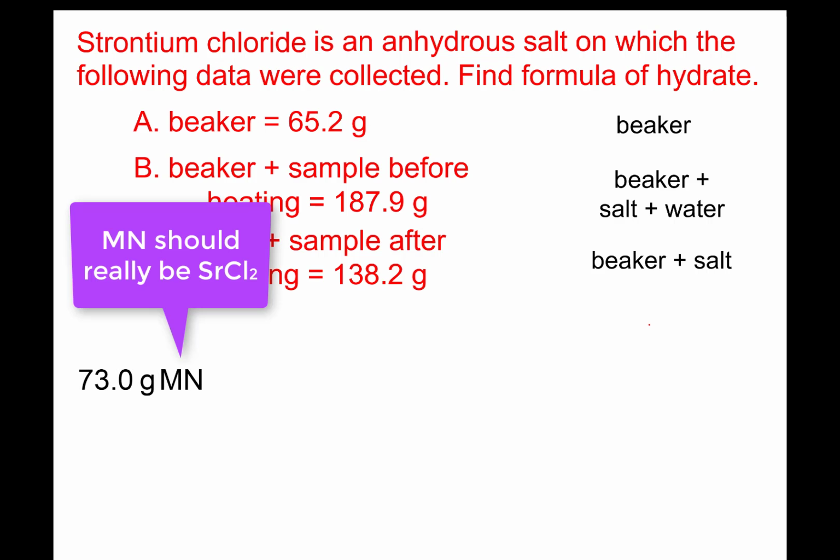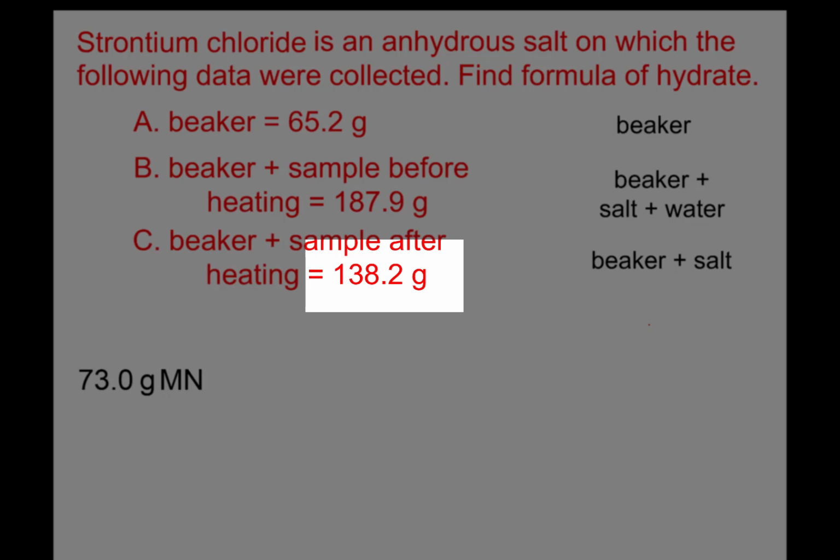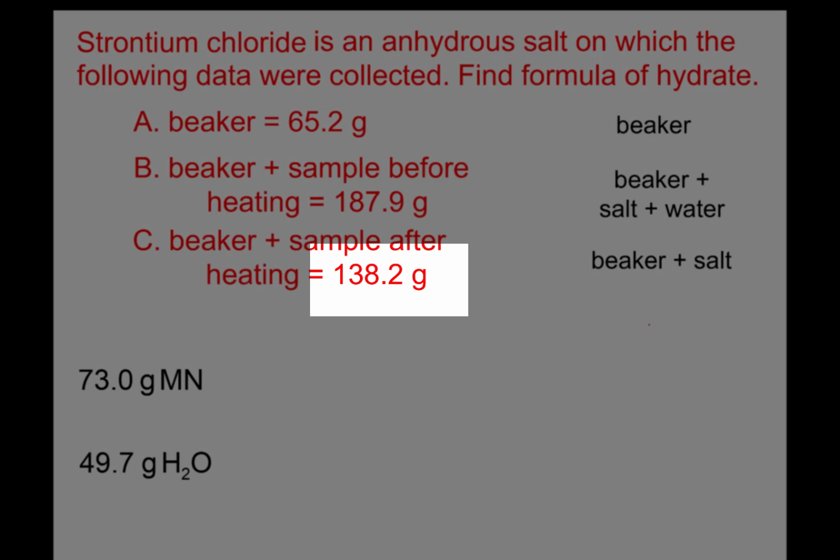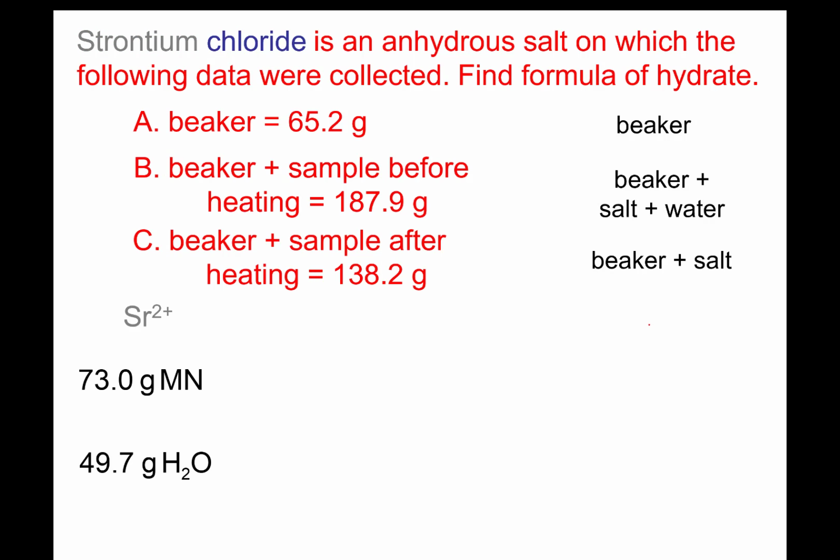So if we were to do our calculations, we would have 73 grams of salt. So that's 138.2 grams minus 65.2 grams. Then 49.7 grams of water is the 187.9 grams minus the 138.2 grams. Next, you'll divide by molar mass, but you first have to figure out what the formula is for strontium chloride. Strontium's in group 2, so it forms an ion with a +2 charge. Chlorine's in group 17, so you get SrCl2. So that's your salt.